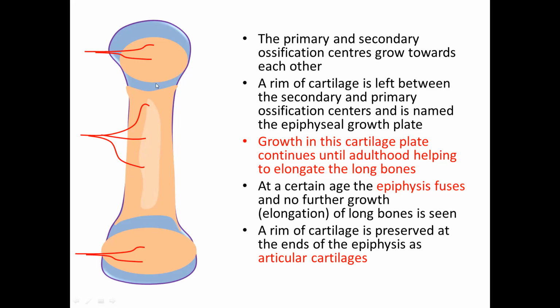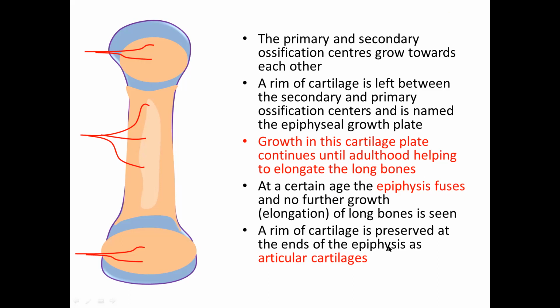And this part is called the epiphyseal growth plate or the epiphyses of a long bone. So this rim of cartilage in the middle is the epiphysis. It is the one that keeps on growing until the child has reached adulthood. Growth in this cartilage plate continues until adulthood, helping to elongate the long bones. At a certain age, the epiphysis will fuse and there is no further growth or elongation of the long bones.